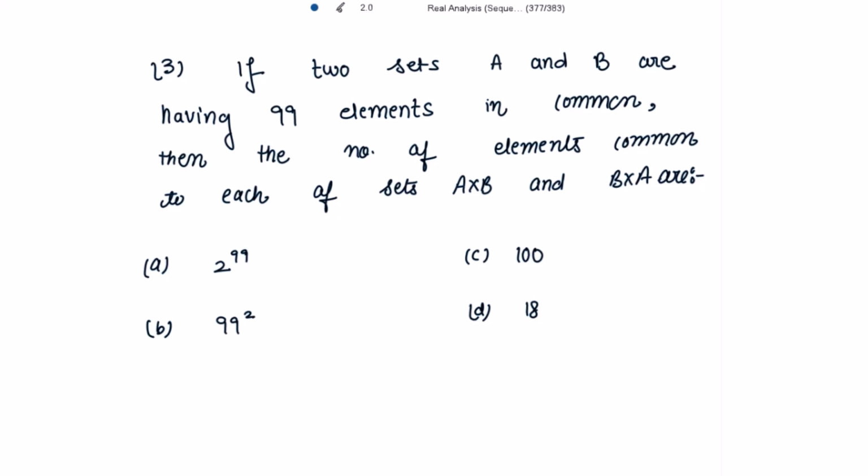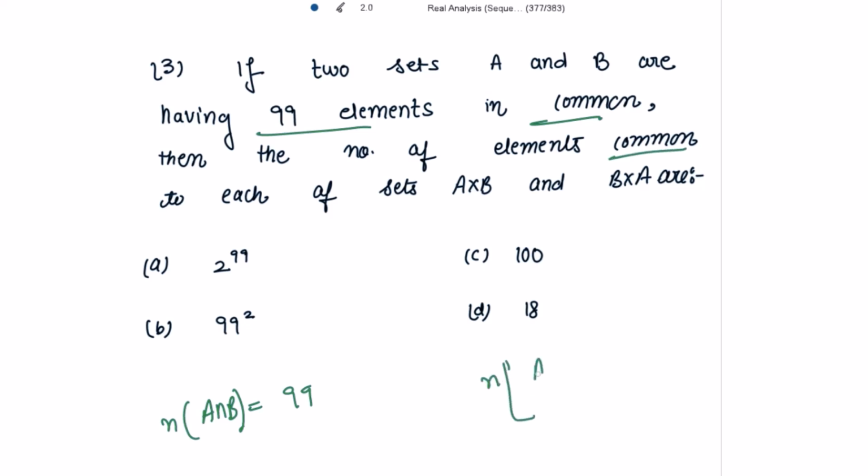Next, if two sets A and B have 99 elements in common, which means what they are saying is that the number of elements in A intersection B is 99, then the number of elements common to A multiplied by B and B multiplied by A. Common means the intersection. How many elements will be present in this set?